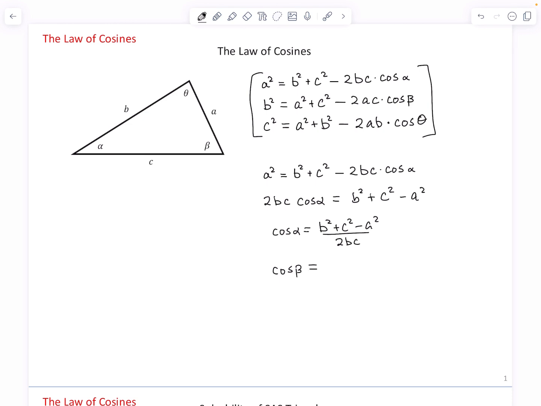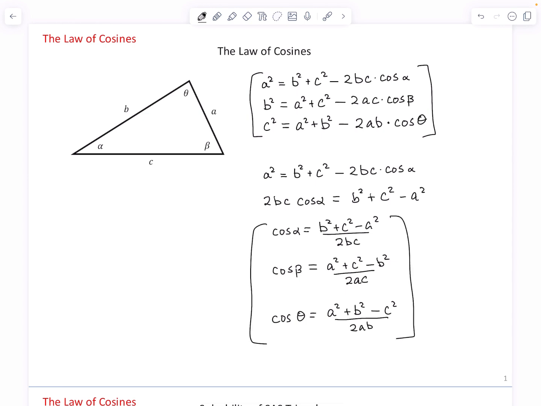Cosine of beta can be found by doing a squared plus c squared minus b squared all over 2ac. And the third equation can be solved for cosine theta, giving a squared plus b squared minus c squared all over 2ab. All of these equations collectively are known as the law of cosines, which, together with the law of sines from our last lesson, can be used to solve every solvable non-right triangle.